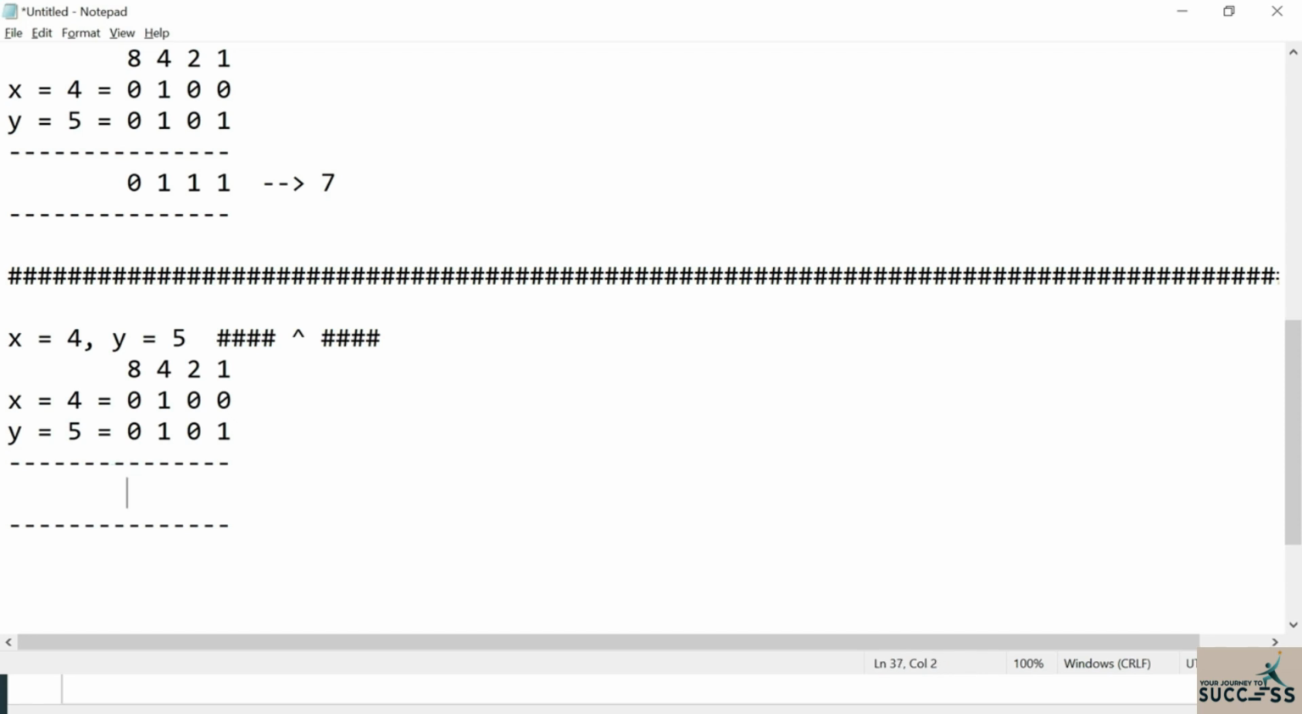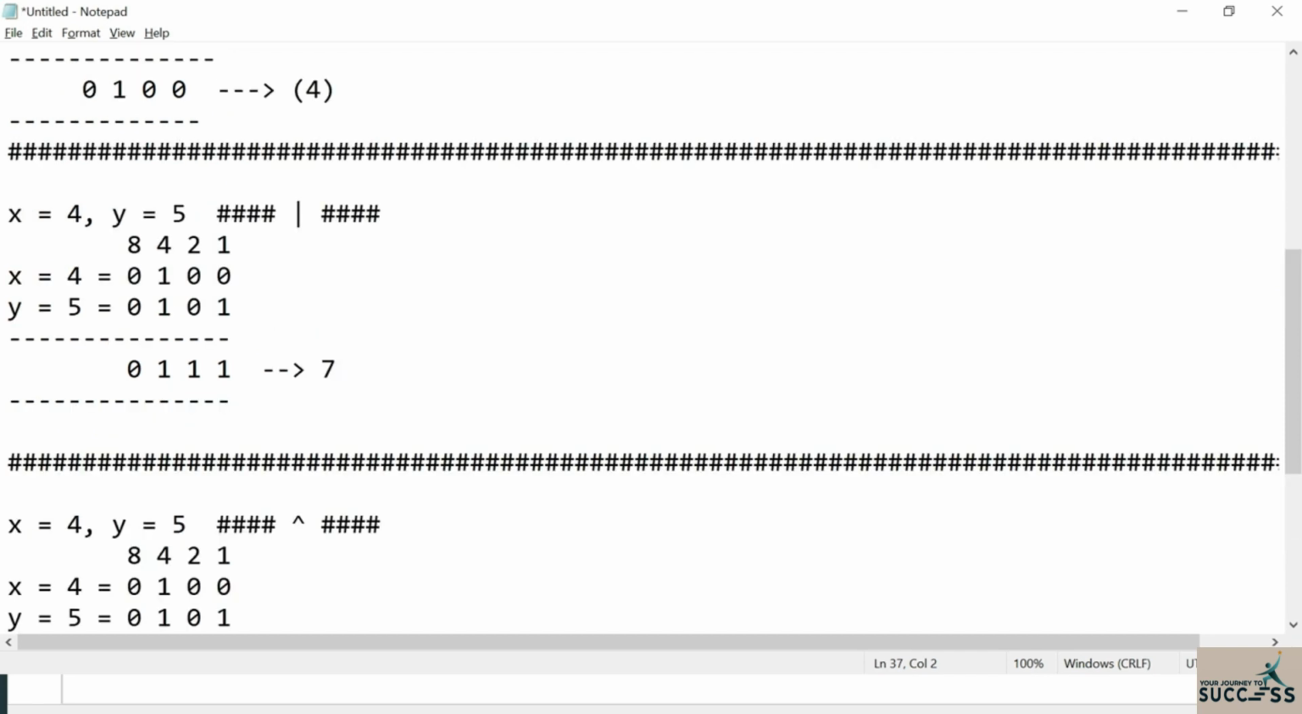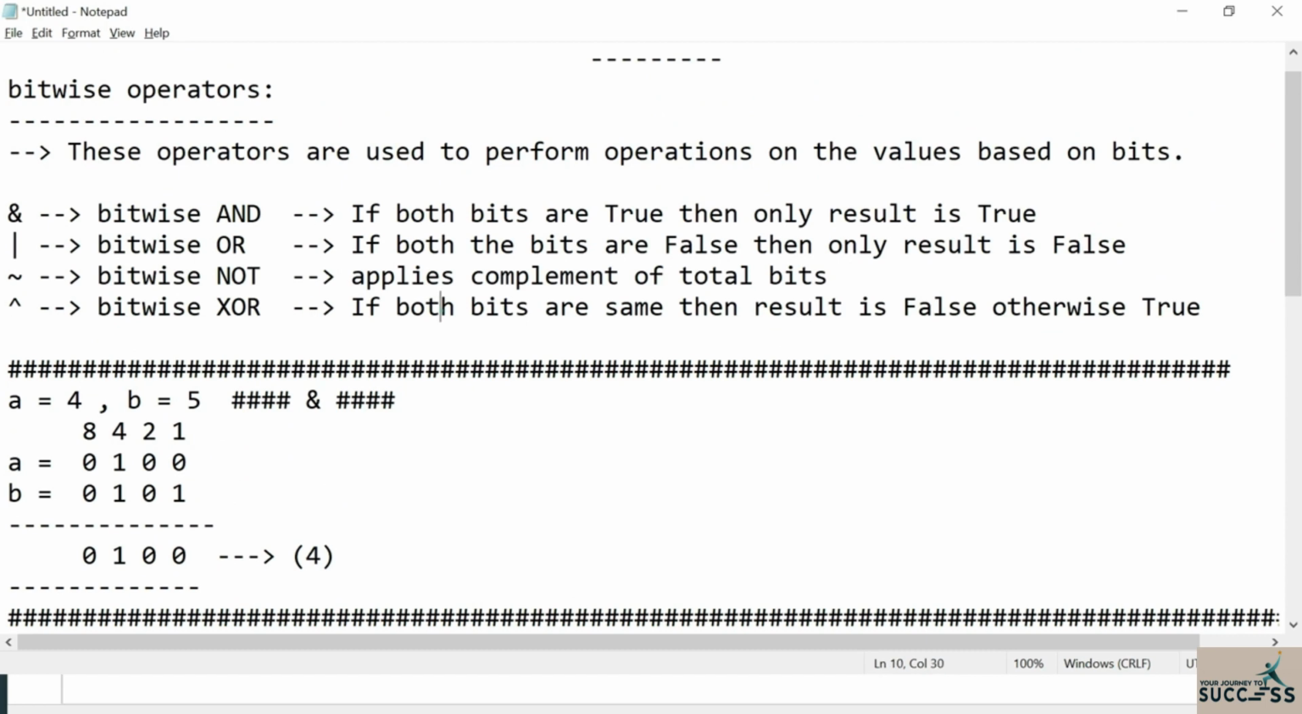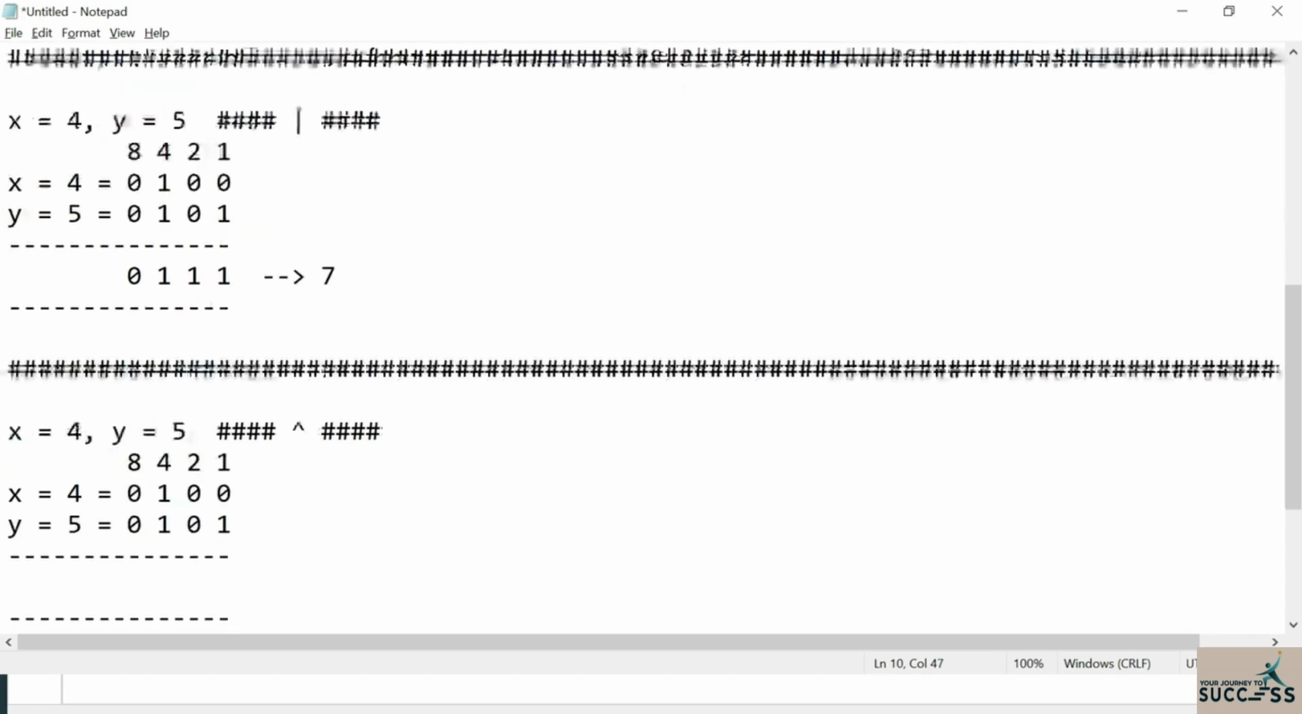Now let's focus on the result. Suppose again x value is 4 and y value is 5. Let us see how the XOR operator can be applied. The primary rule for the XOR operator is: if both the bits are equal, if both the bits are the same, then the result is false.